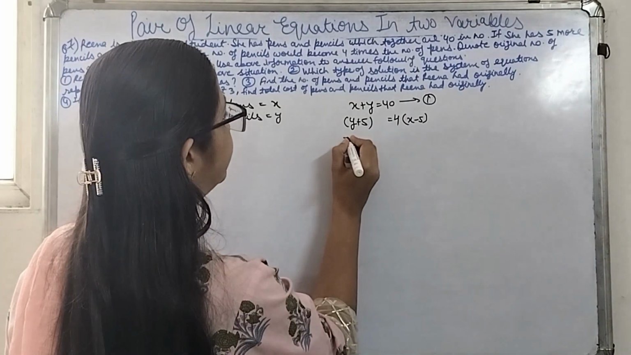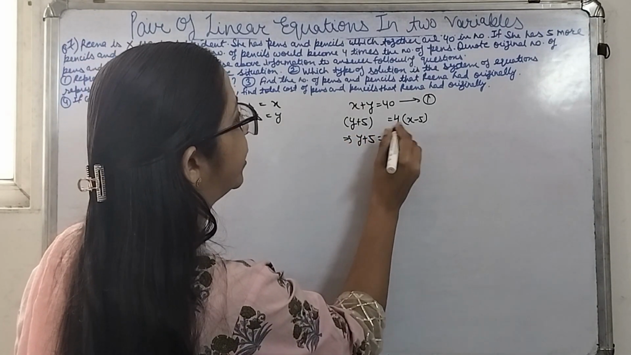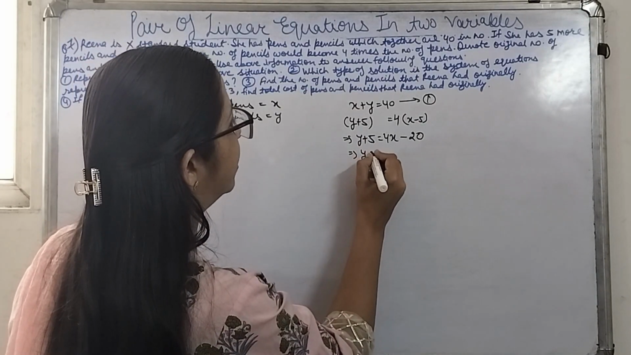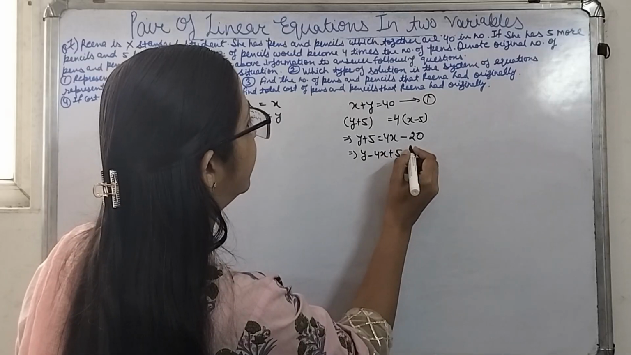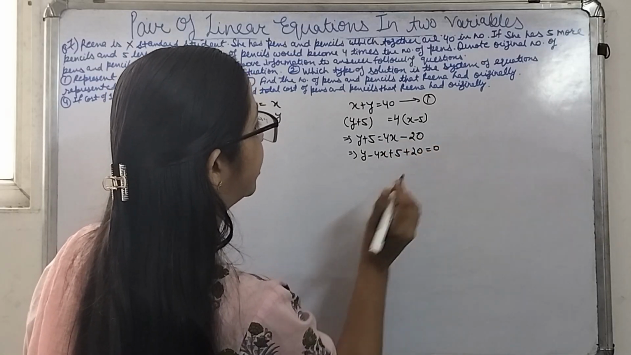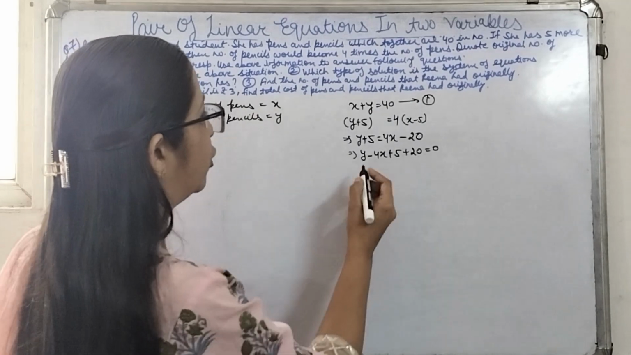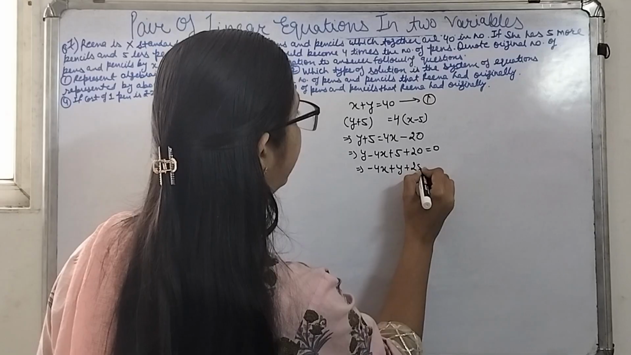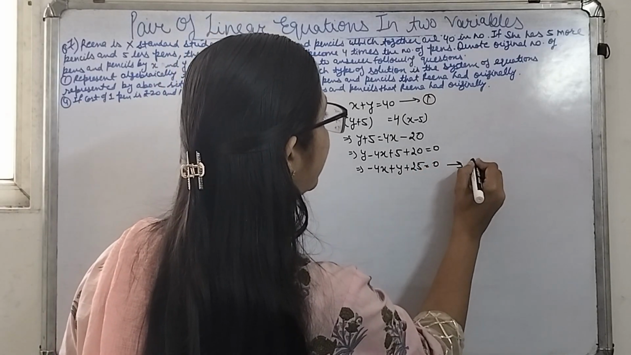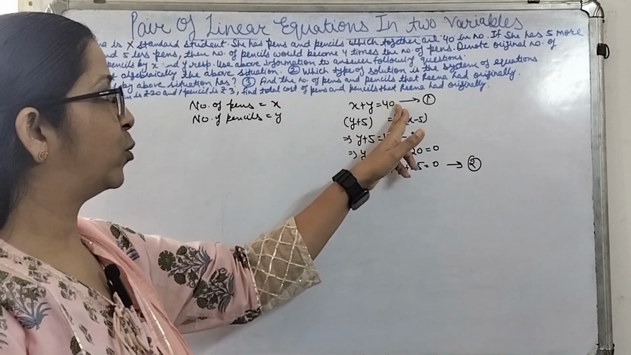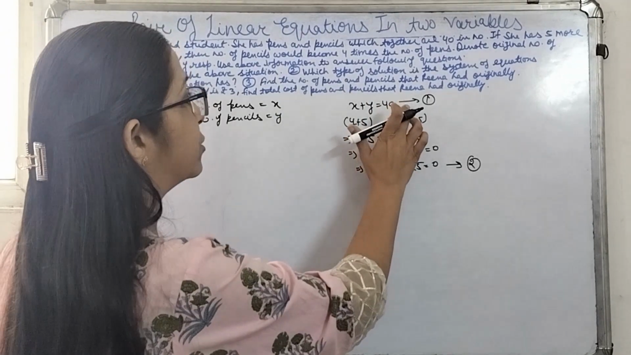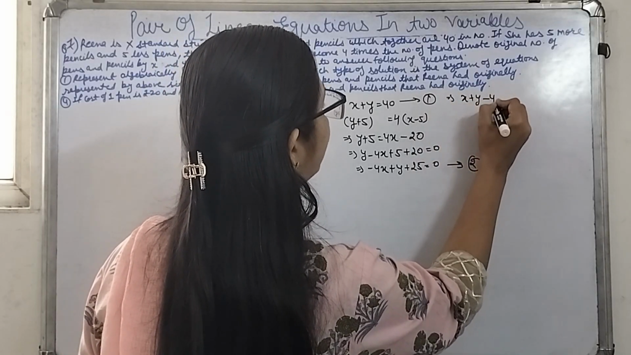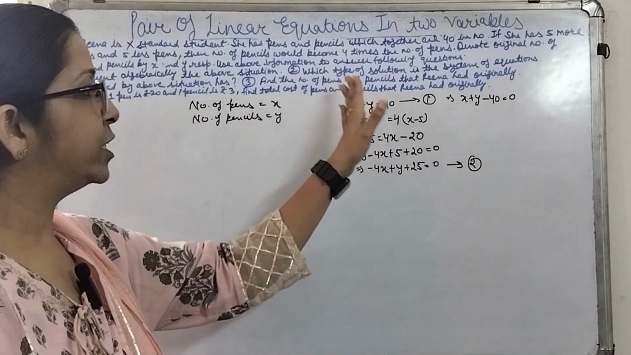Now let's solve it. It will be y plus 5 is equivalent to 4x minus 4 5s is 20. So this will be y minus 4x plus 5 plus 20 equivalent to 0. If we are going to represent it in a standard form, it will become minus 4x plus y plus 25 equivalent to 0. This is equation number 2. This is equation number 1 and this is equation number 2. We can represent this also in the standard form. Then in that case, it will become x plus y minus 40 equivalent to 0. So these two are the equations.